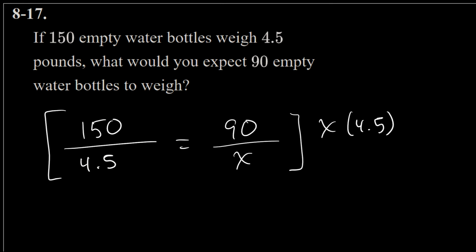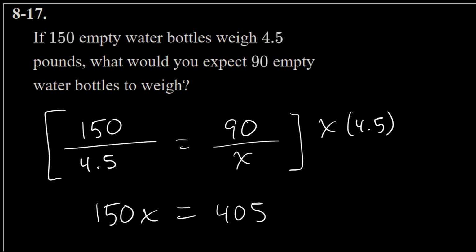Well, when I do that, if you'll look over on the left-hand side, when I multiply that by X times 4.5, I just get 150X, right? The 4.5 cancels and we're left with 150X. On the other side, when I multiply 90 over X times X times 4.5, I just get 90 times 4.5, which is 405. So you can see that the X's totally are gone from that side of the equation.